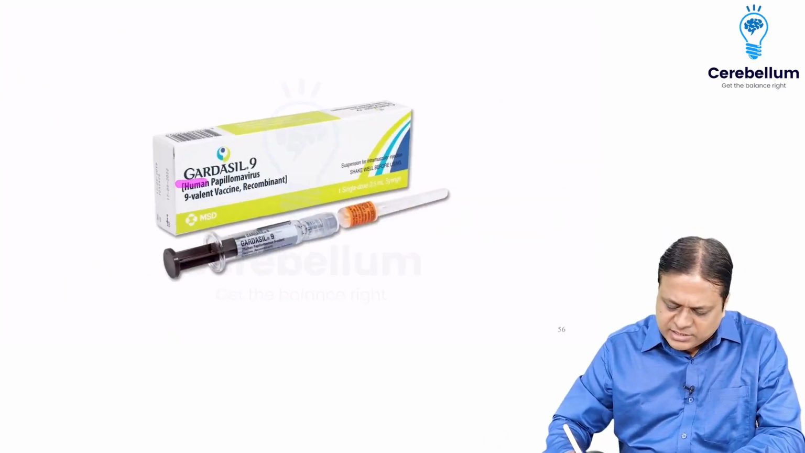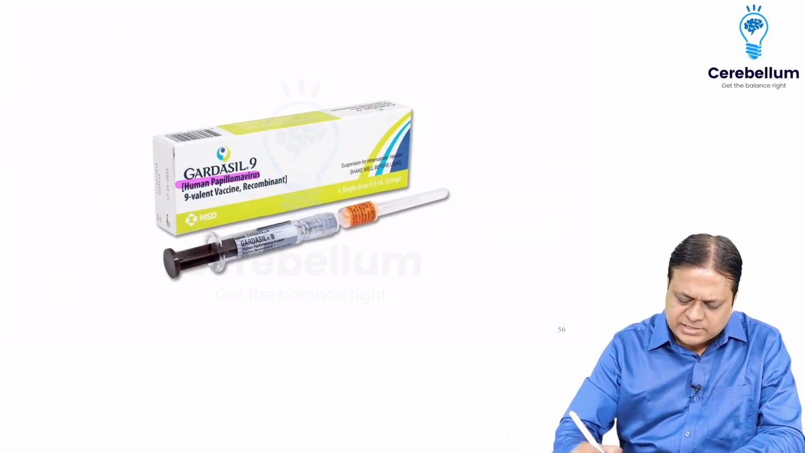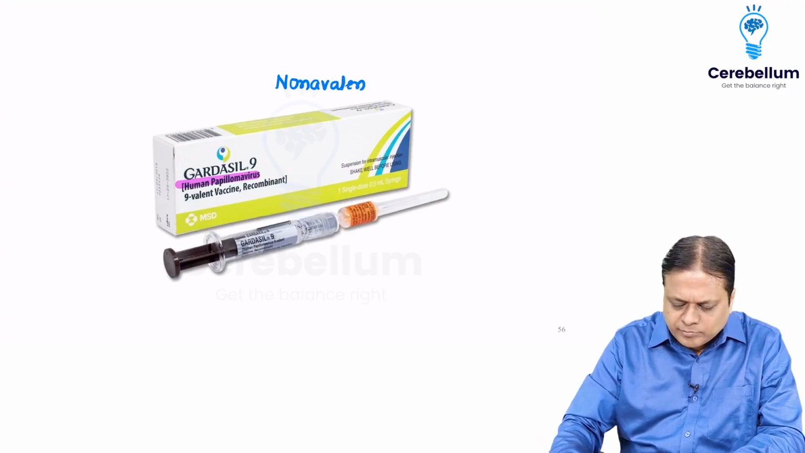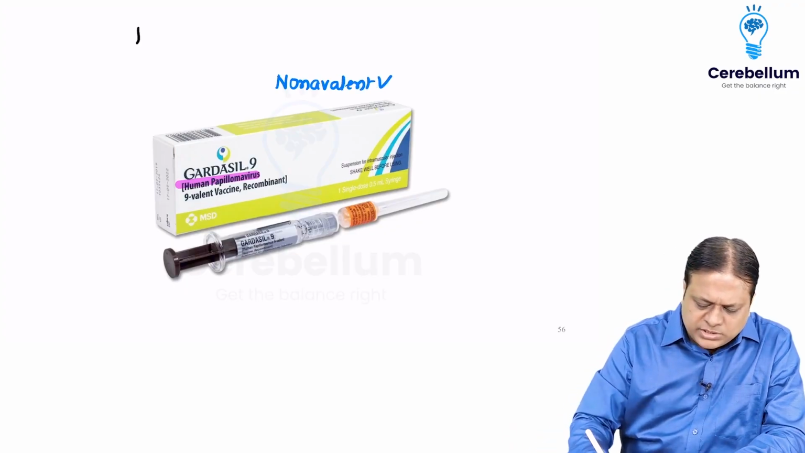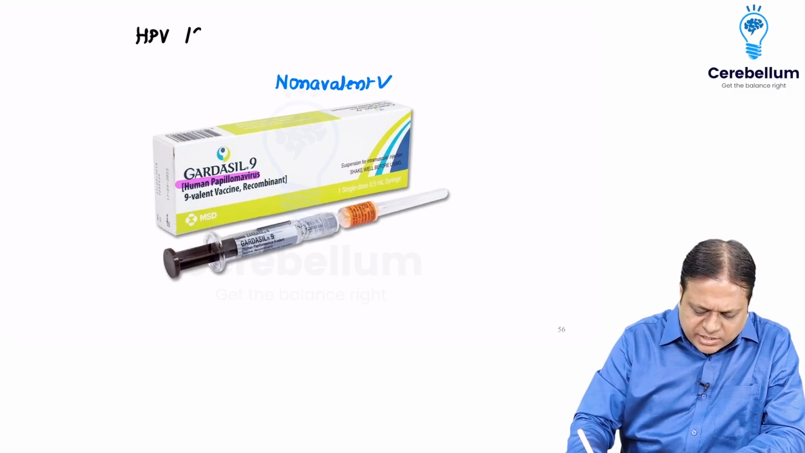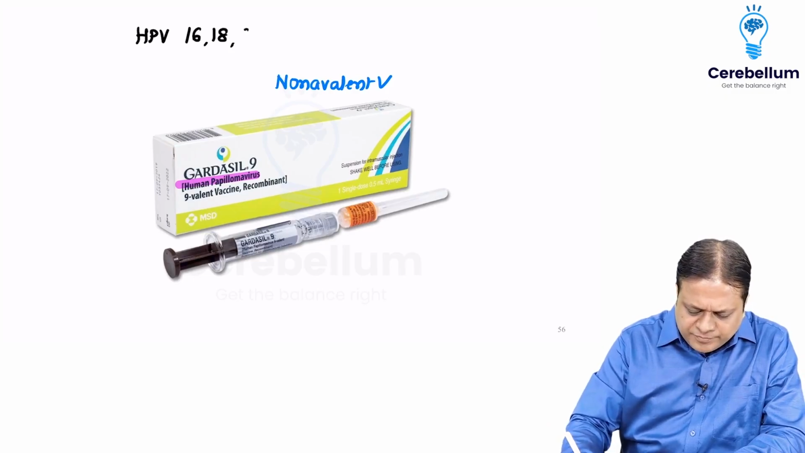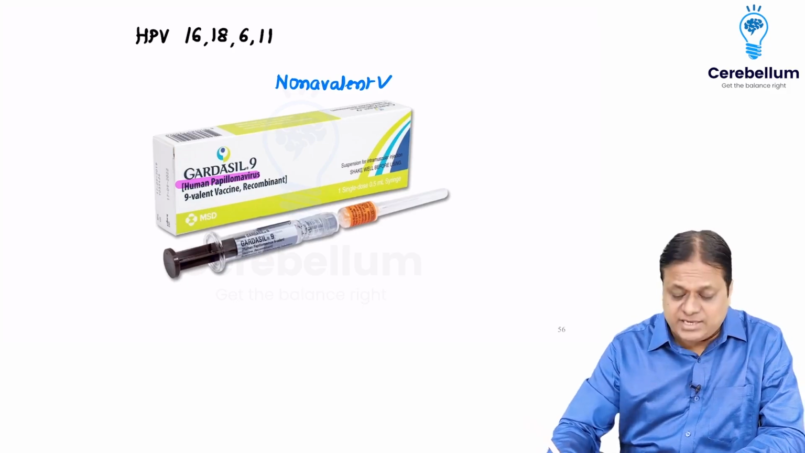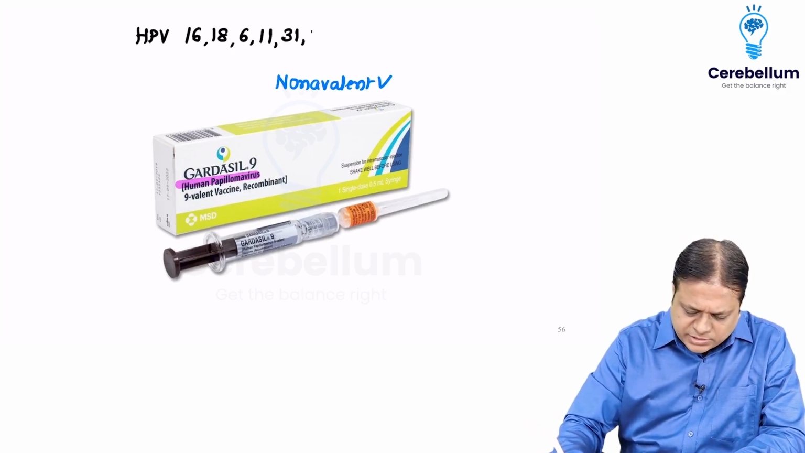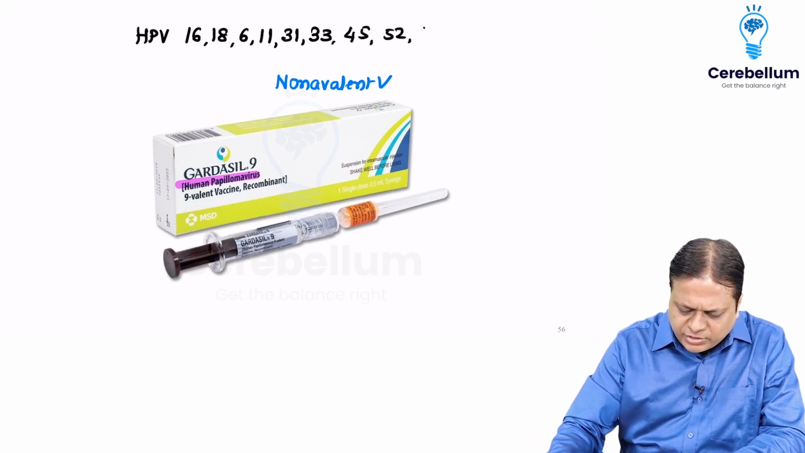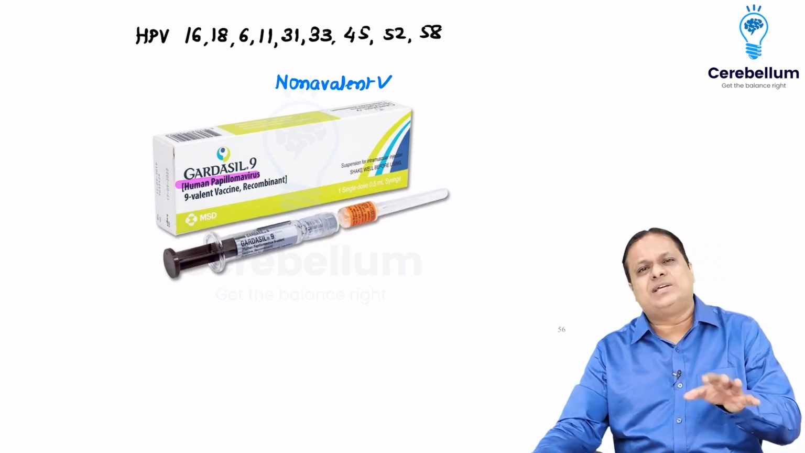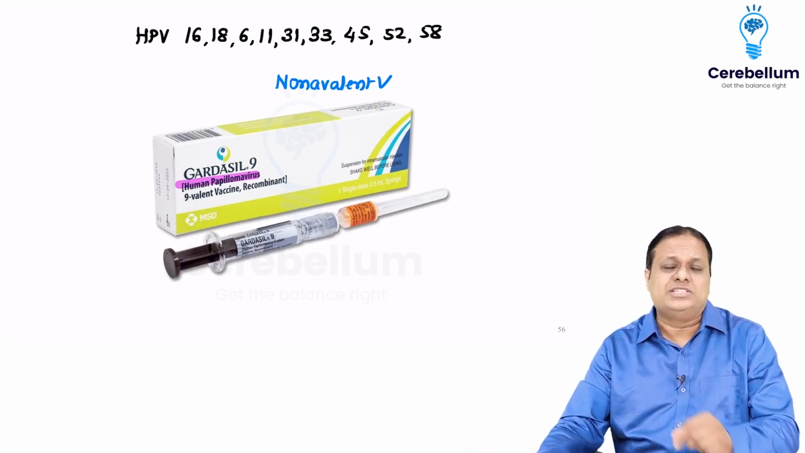Gardasil 9, as the name is telling you, it is a nonavalent type of vaccine. So this includes commonest HPV in our country 16, 18, second commonest 6, 11, third commonest 31, 33 and also 45, 52 and 58 subtypes of HPV.